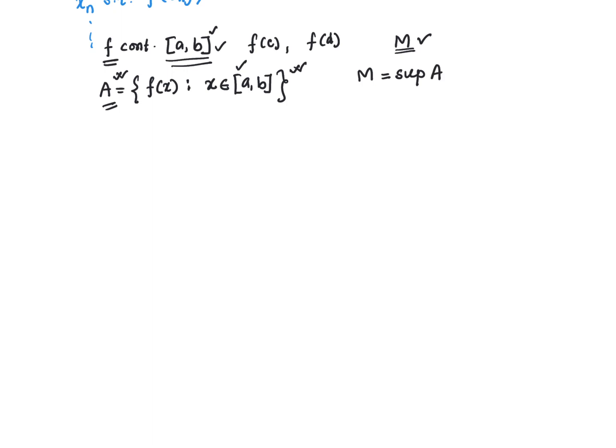So our claim is that there is a value c in this closed interval [a, b] such that f of c is equal to M. That's what we want to show. Since M is the supremum, it is possible to take a natural number.